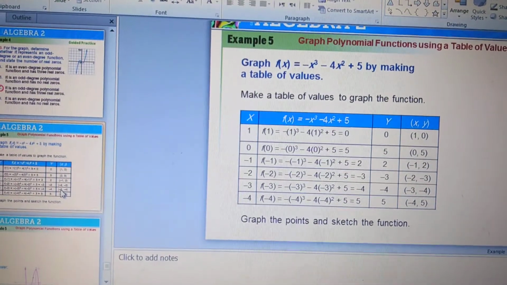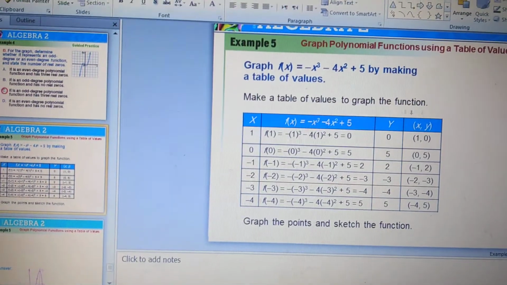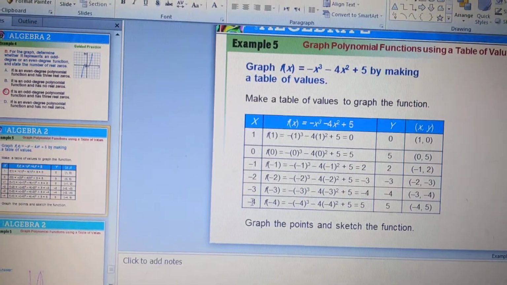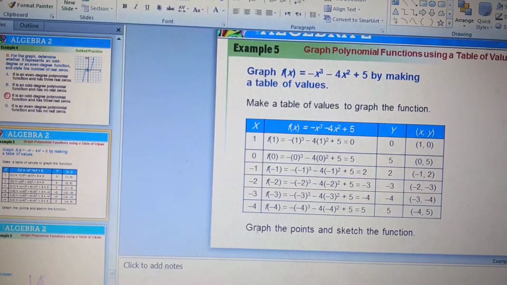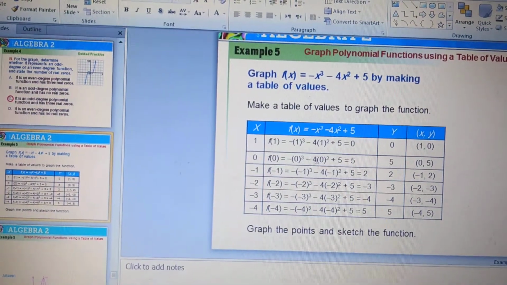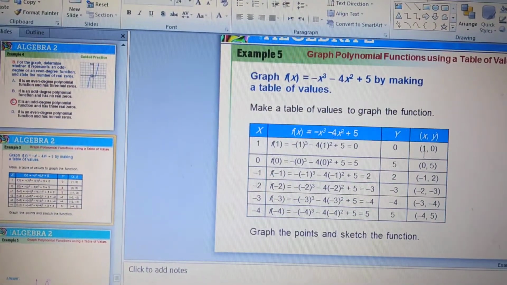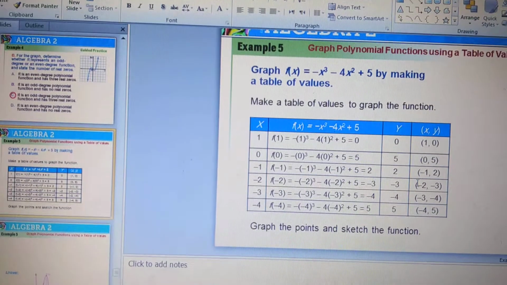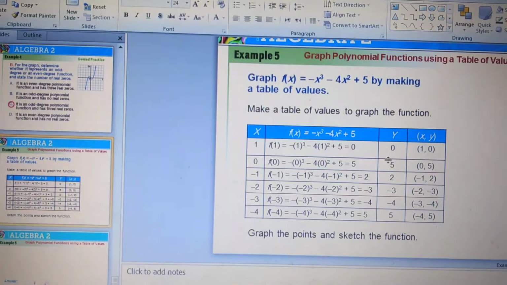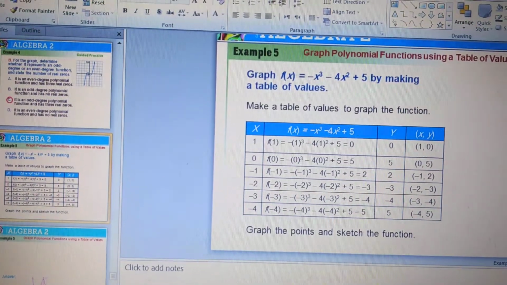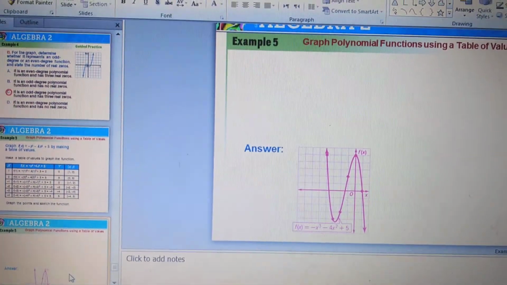But how do I graph? Of course, we make a table. We take values for x. Take negative values, positive values, 0, any values you want. But at least you must take 6 or more to get an accurate graph. Then you substitute here the values of x to get y. You will get, as you can see here, 1, 2, 3, 4, 5, 6 points. You plot the 6 points, then you connect them to get the graph. Like this one. This will be the graph of the function.